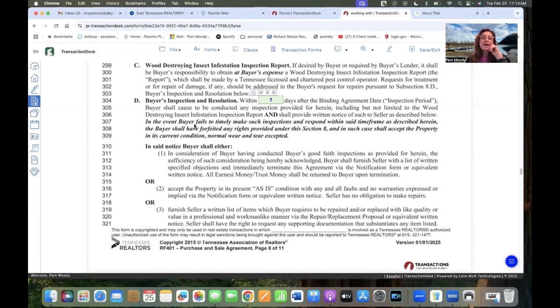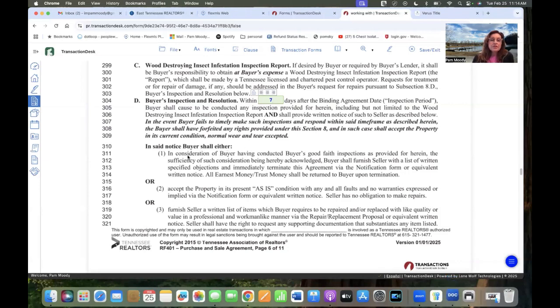In the event buyer fails to make timely such inspections and respond within said time frame as described herein, the buyer shall have forfeited any rights provided under this section 8, and in such case shall accept the property in its current condition, normal wear and tear excepted. So this is very important that we stick within this time or request longer.